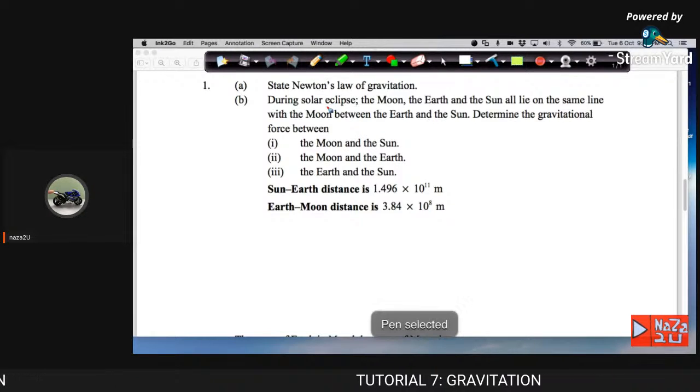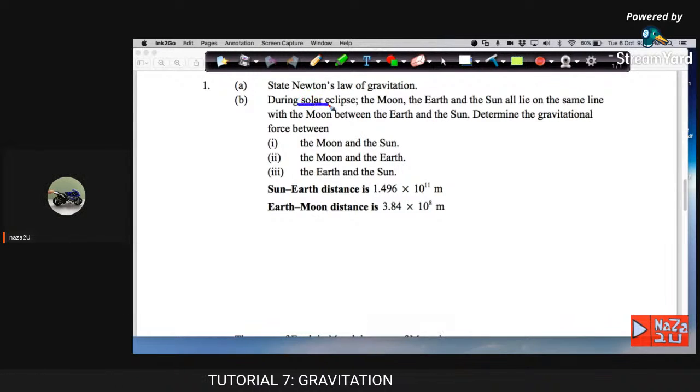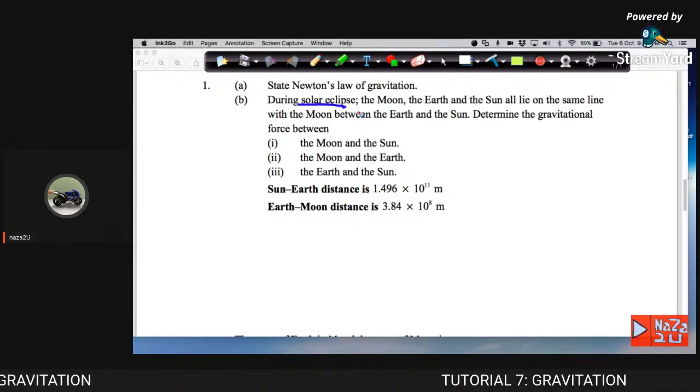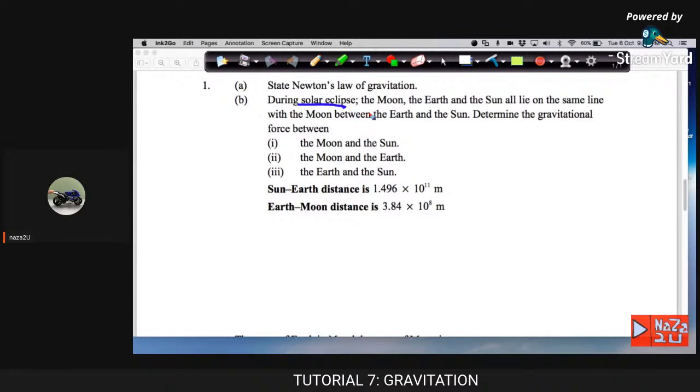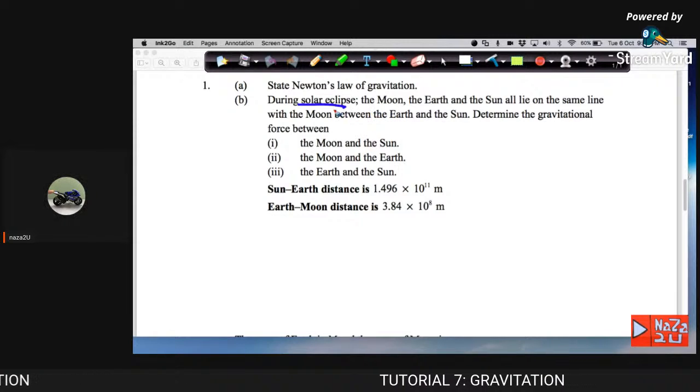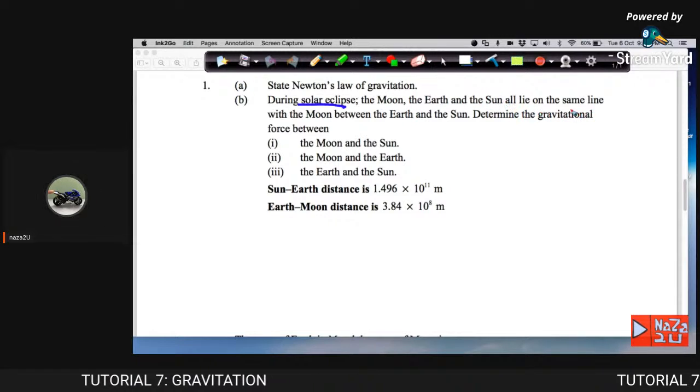During the solar eclipse, apa maksud dia ni? Okay, kita ada gerhana bulan, gerhana bumi. So sekarang ni gerhana apa ni? Gerhana matahari. Okay, gerhana matahari, gerhana bulan. Gerhana bumi tak ada kan? So during the solar eclipse, the moon, the earth and the sun are in the same line.